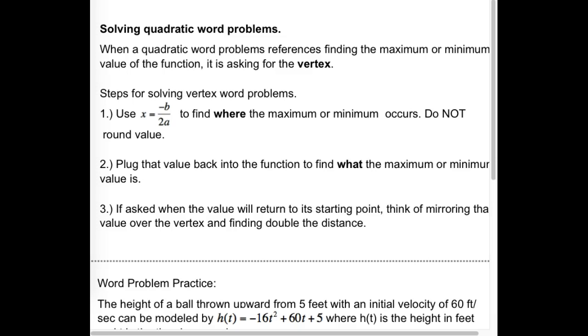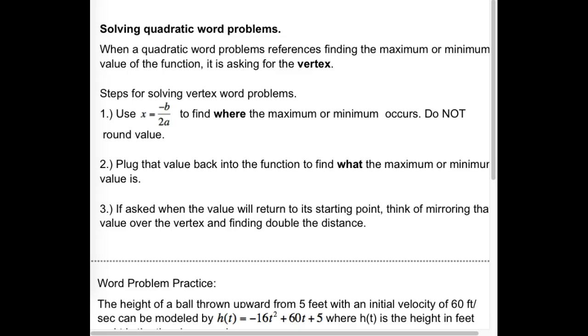The first one says, when a quadratic word problem references finding the maximum or minimum value of a function, it's asking for the vertex. Remember how we used the vertex to help us figure out if we have a max or a min and what that value was? All right, so if, for example, it says, how high does the ball get? You're tossing a ball in the air. How high does it get? What's the maximum height? Okay, they're asking you to find the vertex.